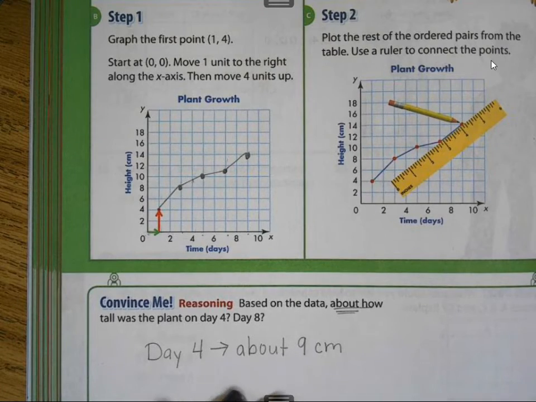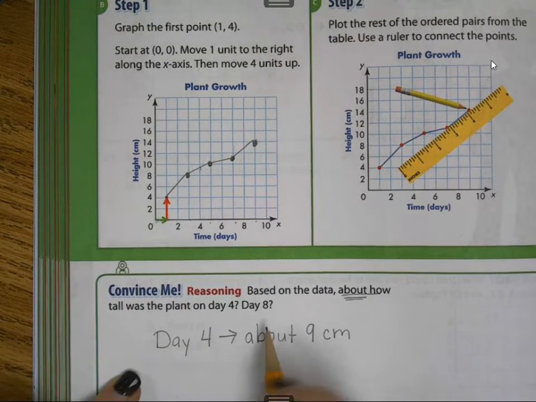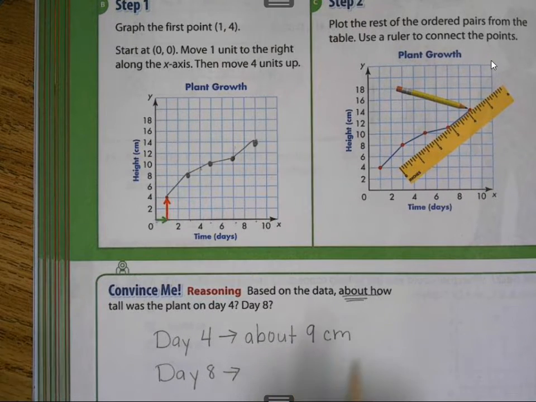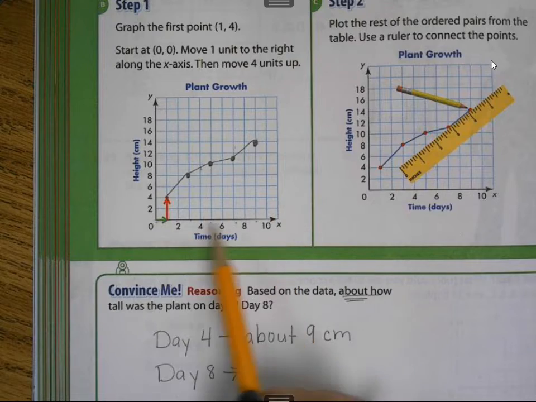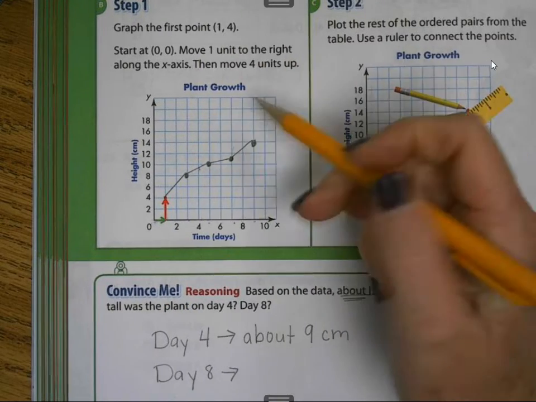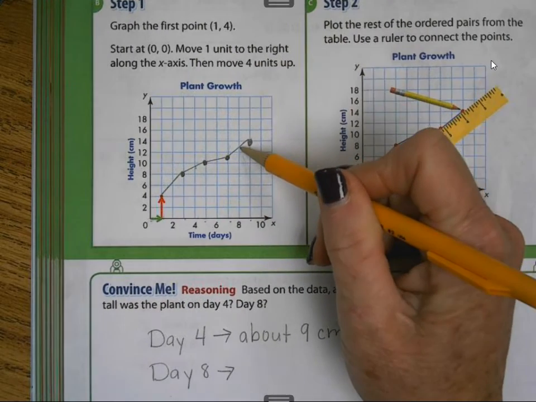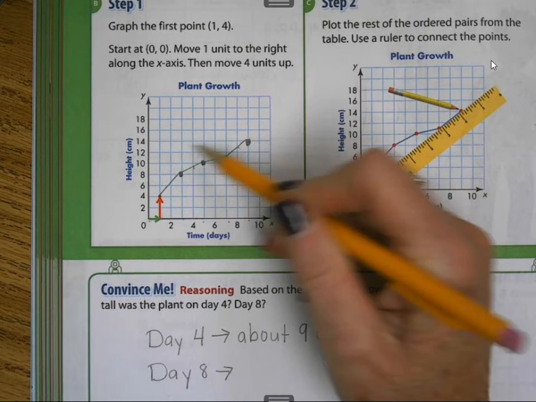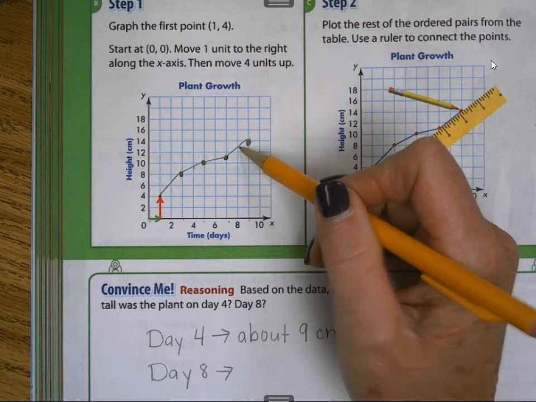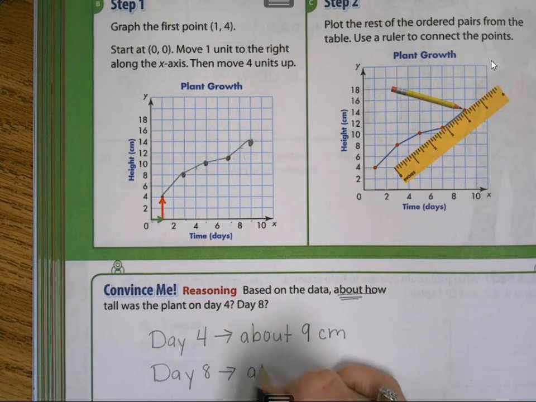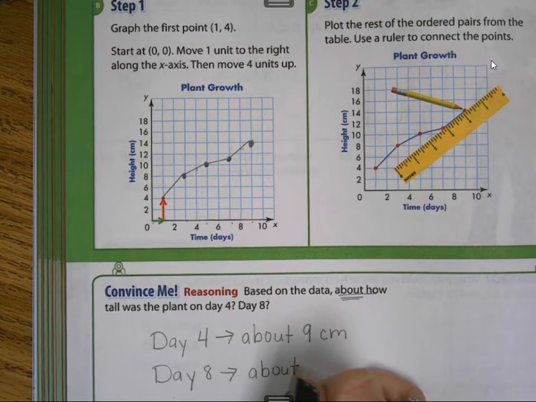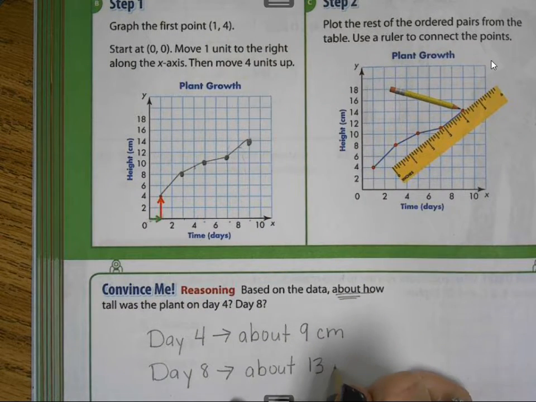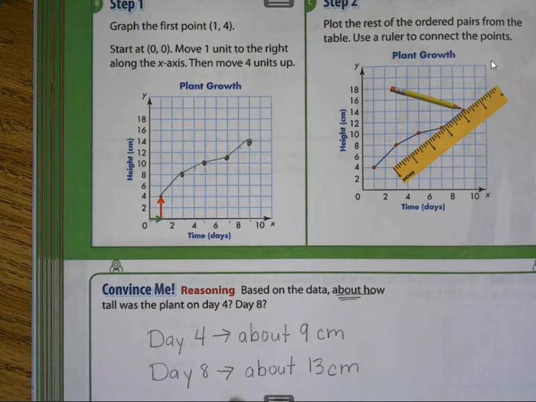Okay. Day 8. Let's go up and look at about where the plant is on day 8. So day 8, I go over, I follow it up, and I see that the line crosses right here on day 8. And when I look, that's pretty much between 12 and 14. So on day 8, it's going to be about, we said it was between 12 and 14. So I would say that it's about 13 centimeters. Wouldn't you agree?